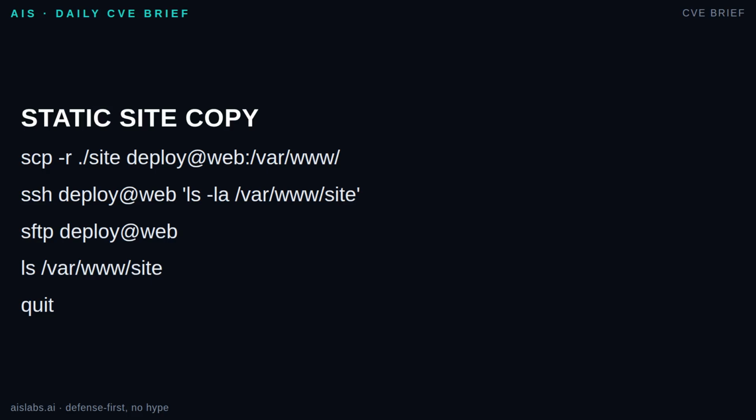Then verify with a normal SSH command. List that remote directory and check ownership, timestamps, and file count. If something looks off, open SFTP deploy@web, run ls /var/www/site, inspect the remote view, and quit. SCP is the copy action, SFTP is the inspection and adjustment session.